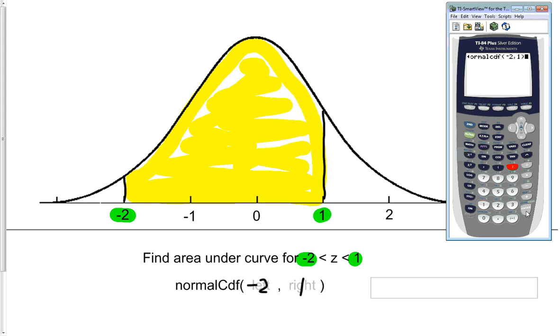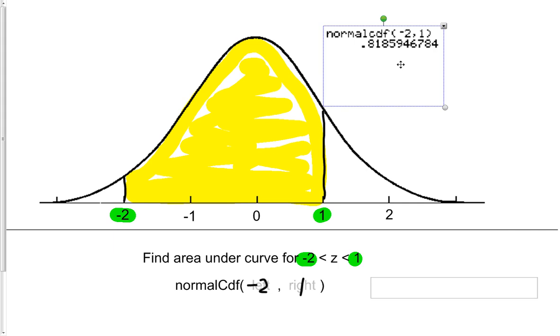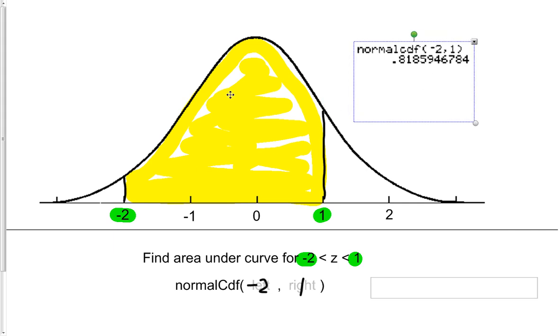So we type that in, hit enter, and we're going to get 0.819 roughly if we round to 3 decimal places. So 0.819, drag that in there. That's the area in the yellow shaded region. So almost 82% of the total area under the curve is being trapped between these two endpoints.